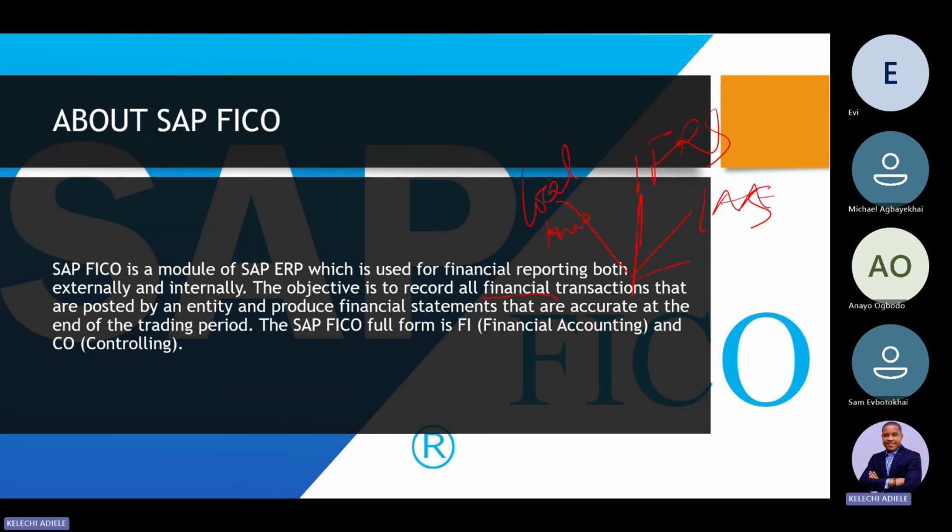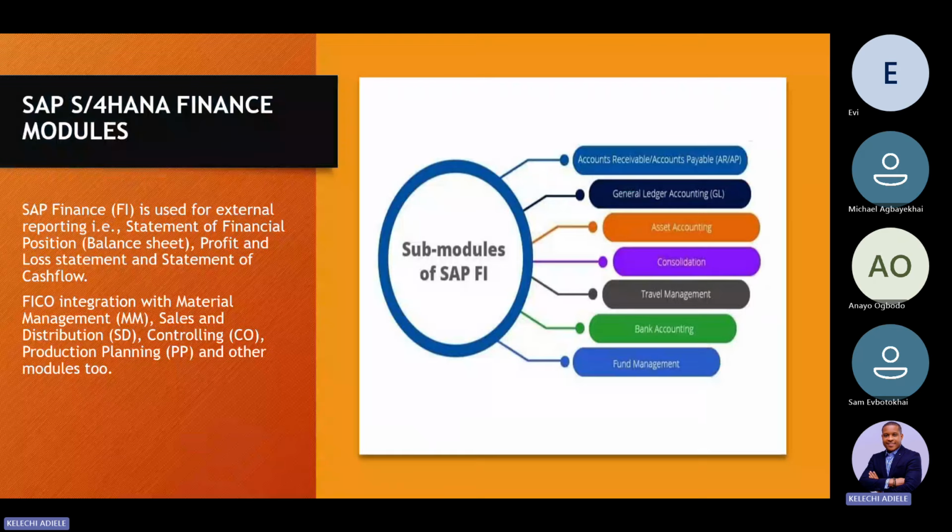So that's the full meaning of FICO, financial accounting and controlling. Now let's look at the financial accounting module itself. The FI, which we call FI, is used for both internal and external reporting. You also have reports like your financial statements, your financial position, your profit and loss. These are all standard reports that are already in the system, but you need to activate them.